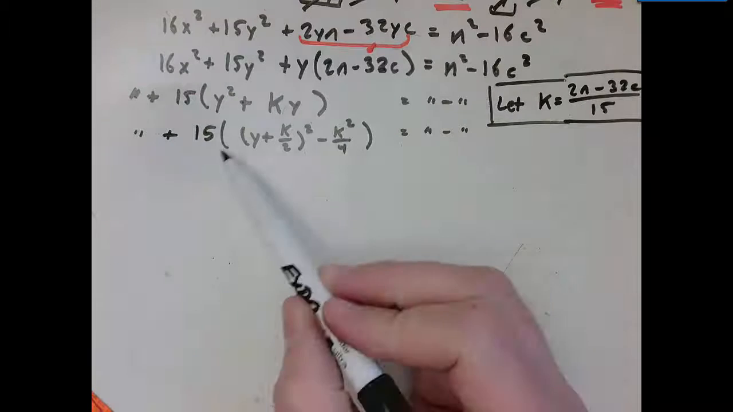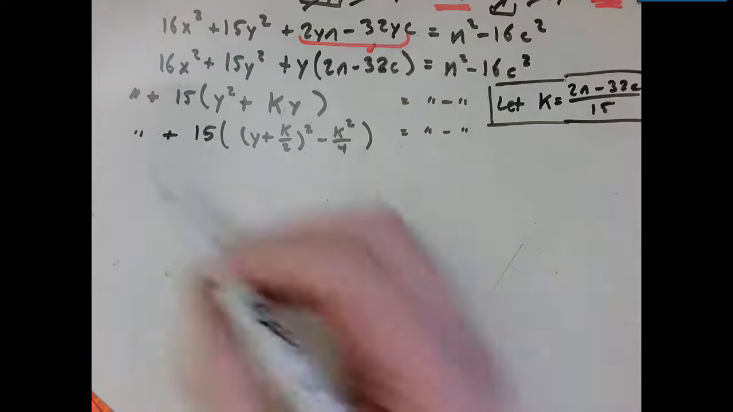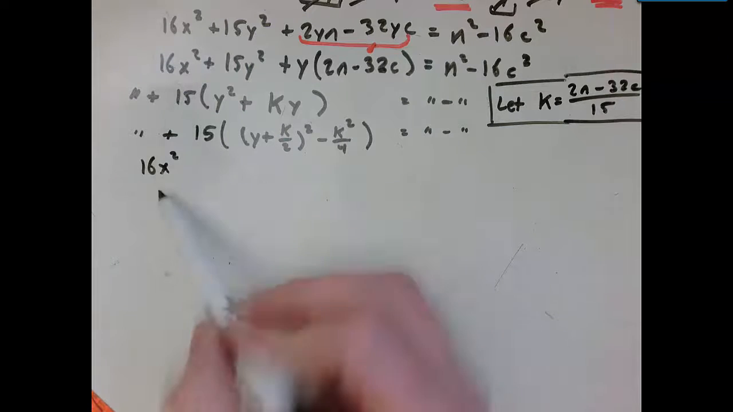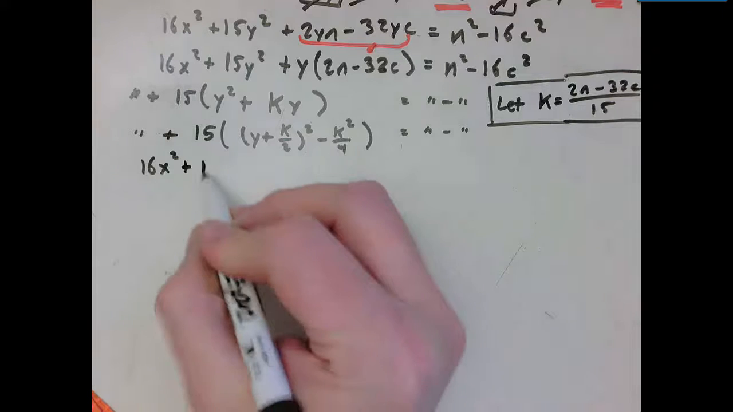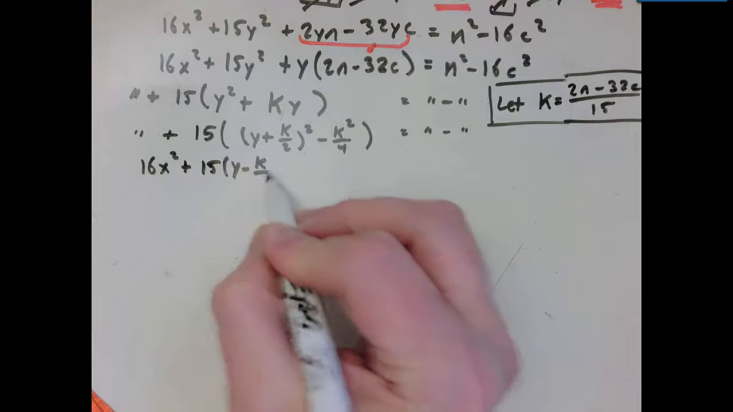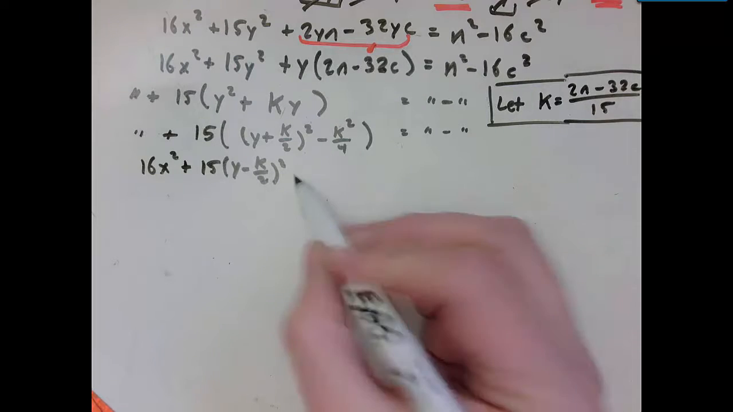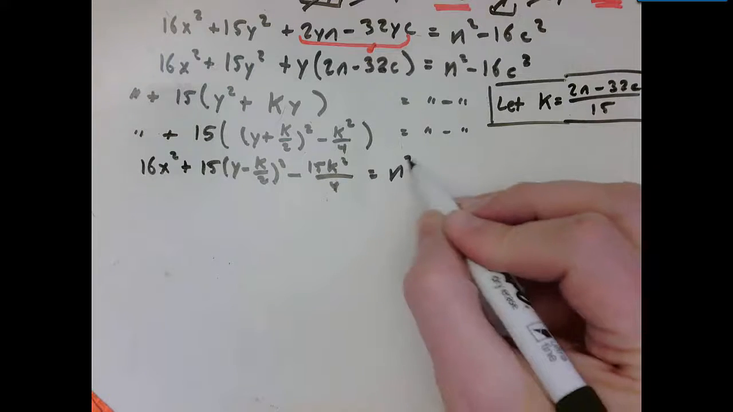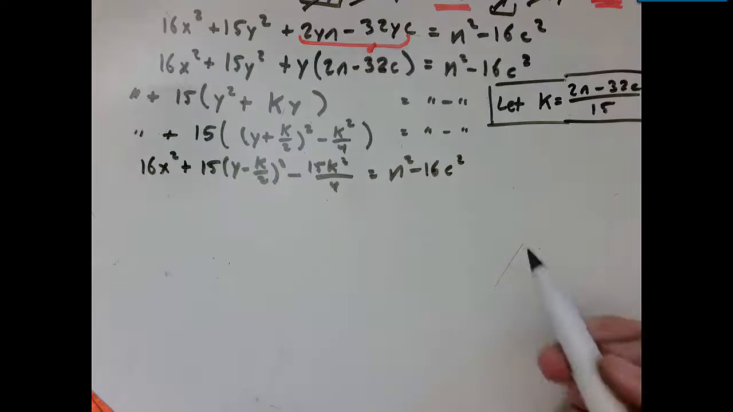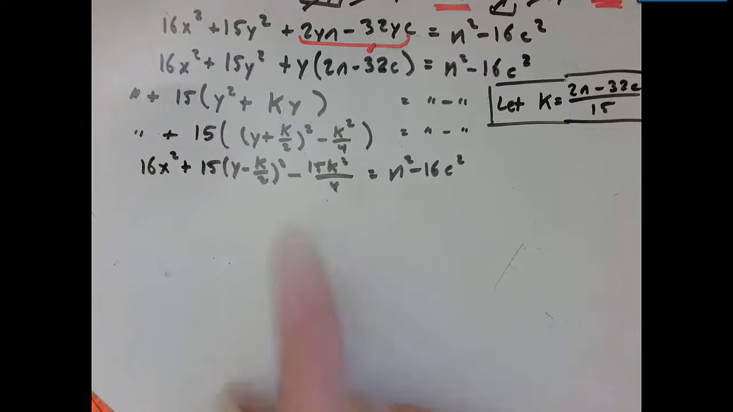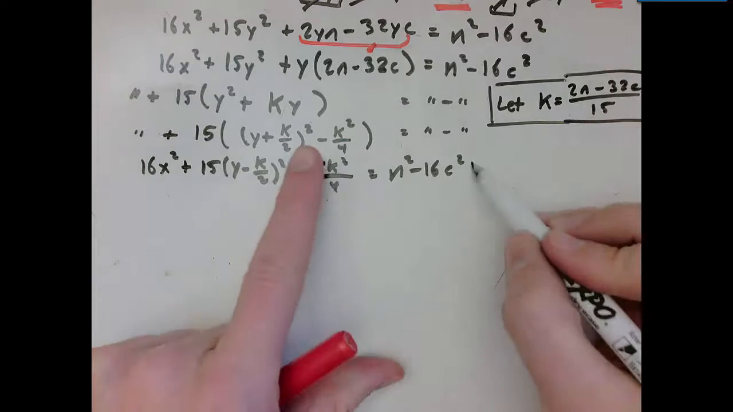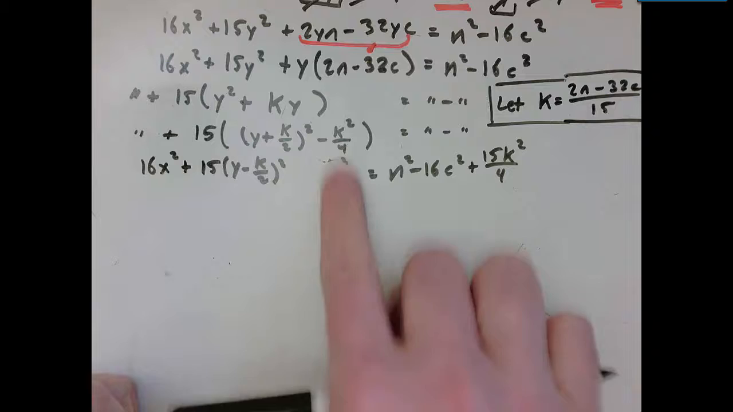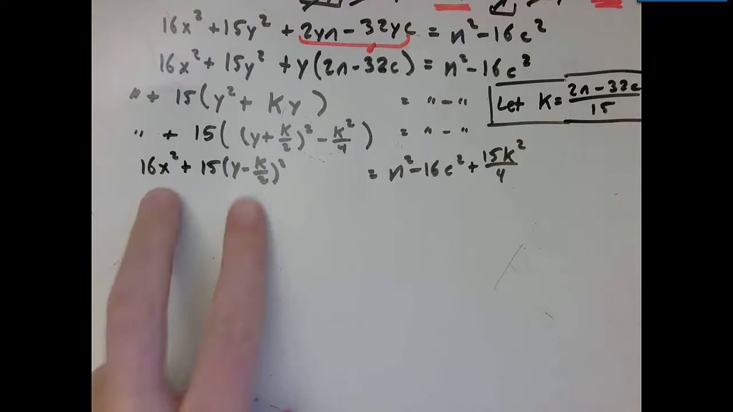So let's redistribute the 15 so that we can resume what we were trying to do. So this term over here, I stopped writing it because I didn't want to have to write it down every time, but this was still 16x squared. Here I'm going to distribute this in. So this is 15 times y minus k over 2 squared. I multiply the 15 here, so this is 15k squared over 4. And this over here was n squared minus 16c squared. All right, so now I can add this term to both sides. So it disappears from this side, and on this side I've got 15k squared over 4. There we are. And let's go ahead and scoot these over so that the whole equation looks nice.